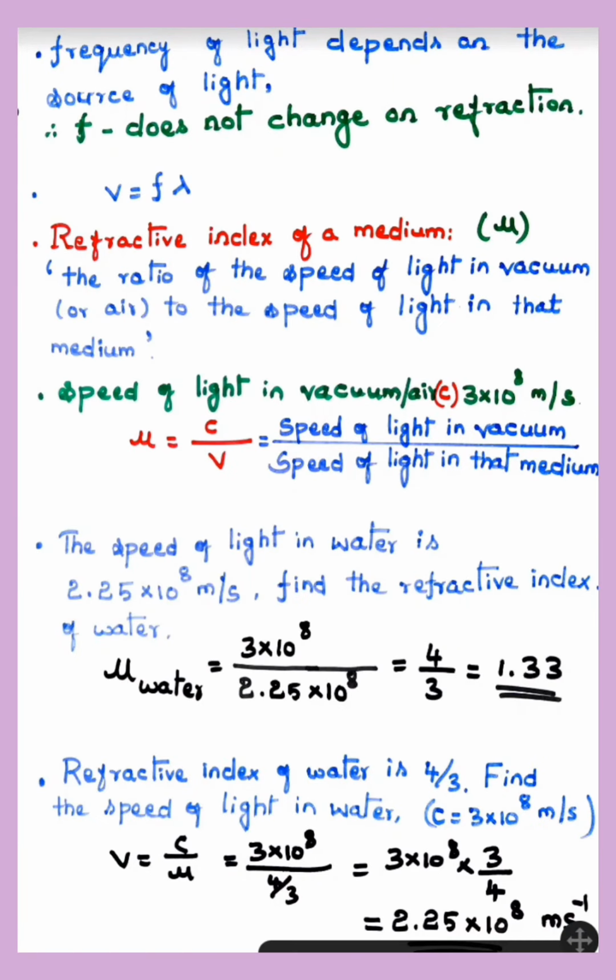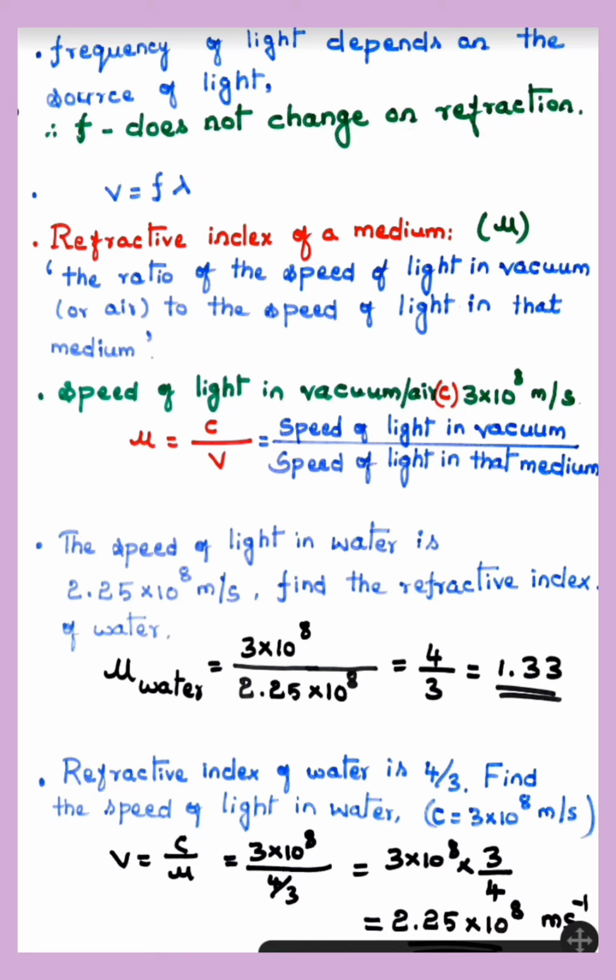And a few more important points we have to note down here. The frequency of light depends on the source of light. For example, which is the main source of light for the solar system? Of course, the sun is the major source of light. So the frequency of light depends on the source of light. Frequency does not change on refraction. f remains the same for whatever medium the light ray travels in, either vacuum or the medium we consider. Frequency does not change on refraction.